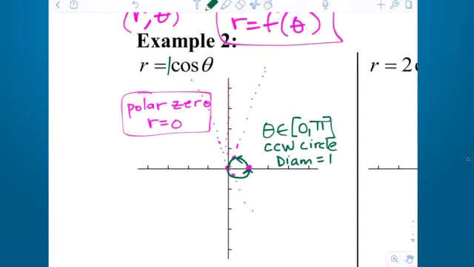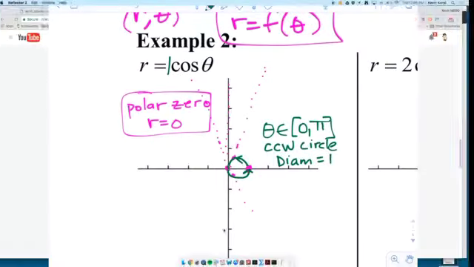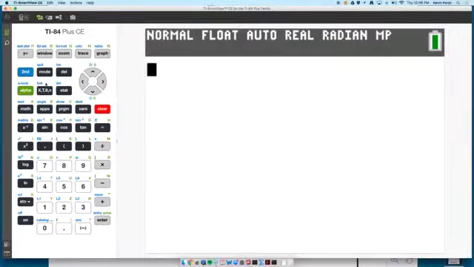Now, what would happen if we traced it out from pi to 2 pi? Will it give us the same shape, or will it give us a different shape? Let's go to the calculator. I want to show you how to use your calculator now.